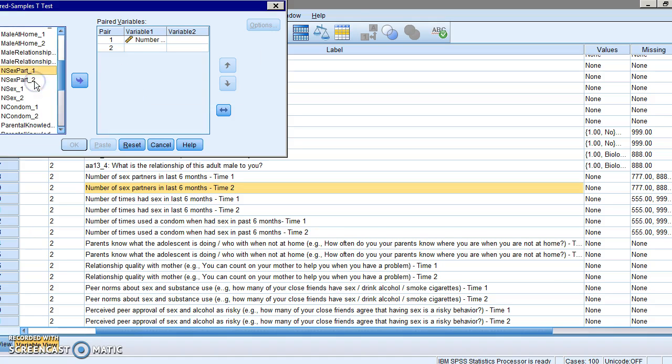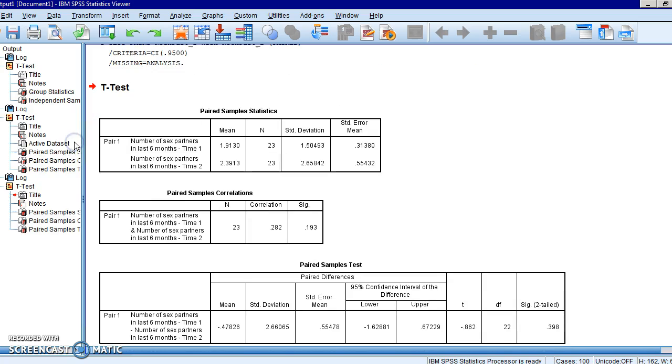You can also change it if you want. It says in-sex partner 1, which is time 1, and then we come over here and do in-sex partner 2. Make sure I got it. Alright. Then you just hit OK, and your data will display here in the output, where you can see time 1 and time 2.